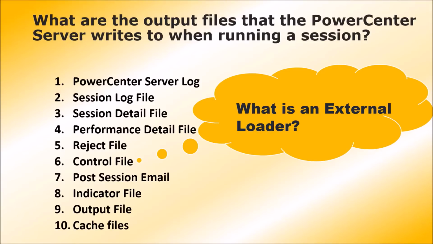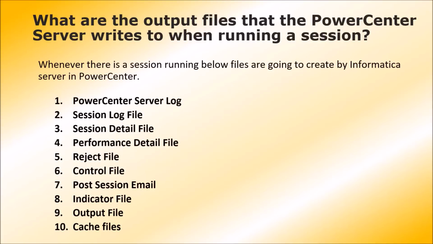For the first question, what are the output files that the PowerCenter server generates when running a session? The first one is PowerCenter server log, second is session log file, third is session detail file, fourth is performance detail file, fifth is reject file, sixth is control file, seventh is post session email, eighth is indicator file, ninth is output file, and tenth is cache file. These are the files the Informatica PowerCenter server generates when you run a session. So I'm going to explain all these files one by one.